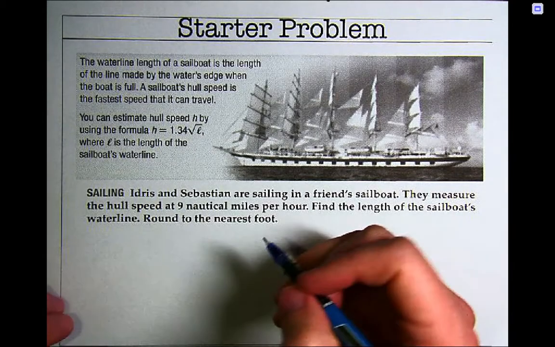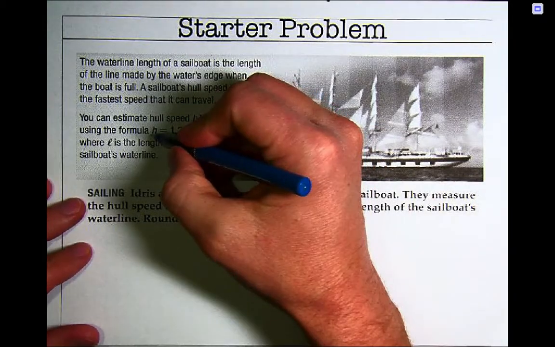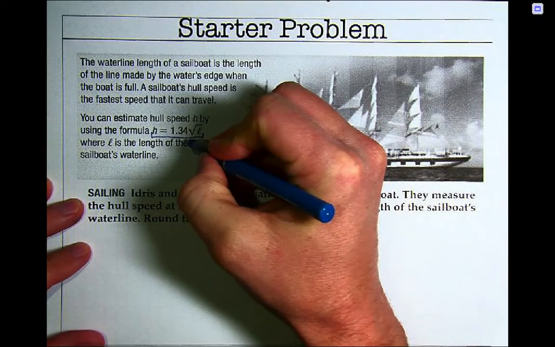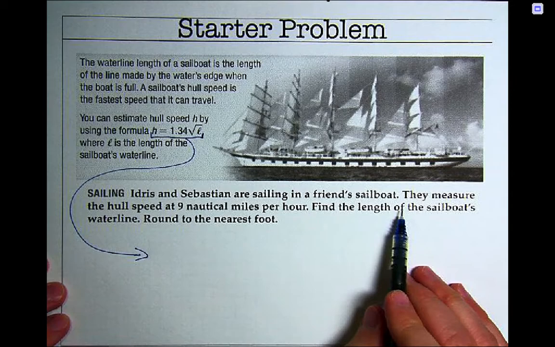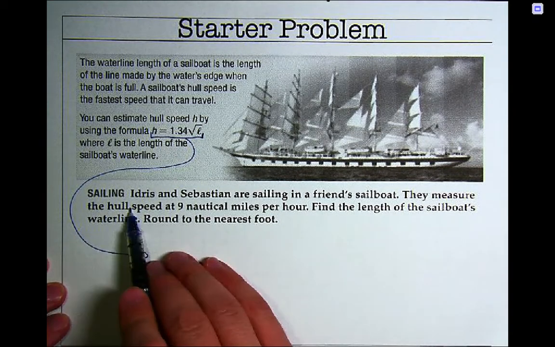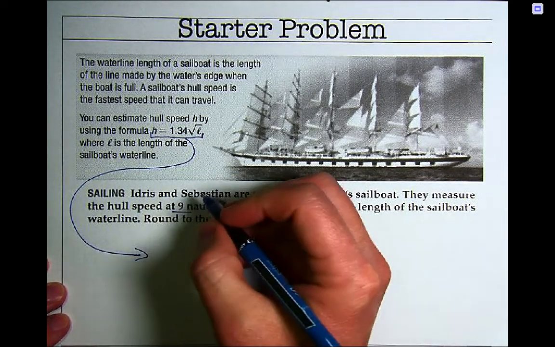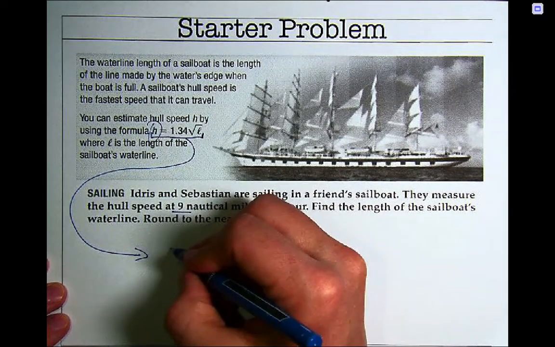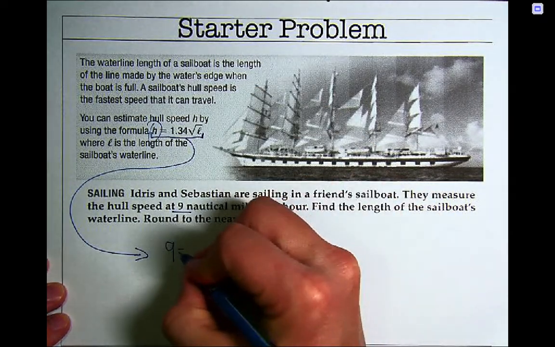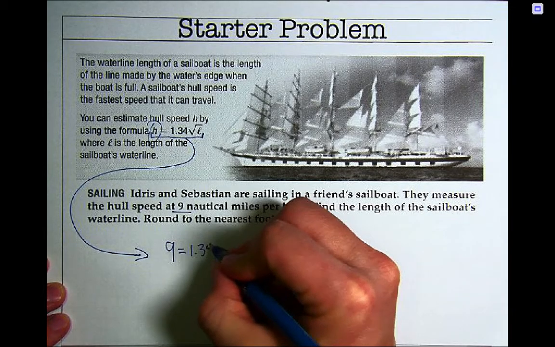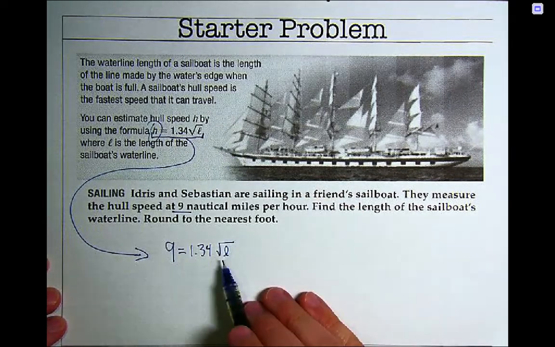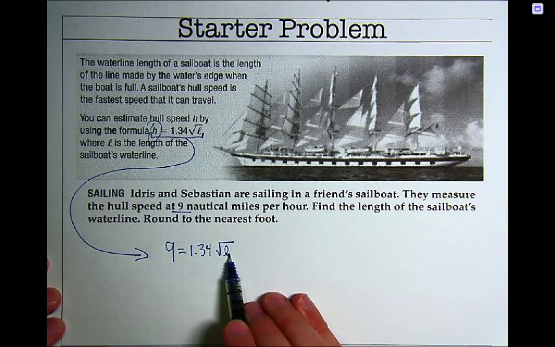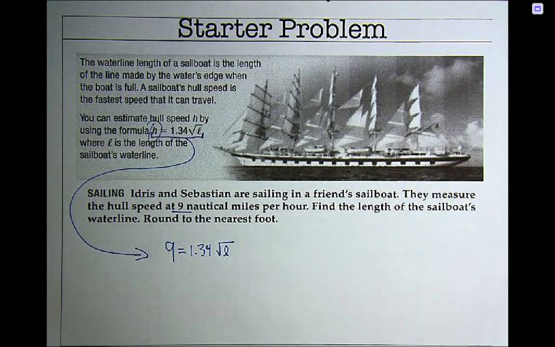Okay, now that we're unpaused, we're basically just going to take this formula and plug in what we do know. They measure the hull speed at 9, so that was the h. So I'm going to put a 9 there, and then 9 equals 1.34 times the square root of that waterline length. That's the only variable left, so I should be able to solve for this, and I don't think it will be super difficult.